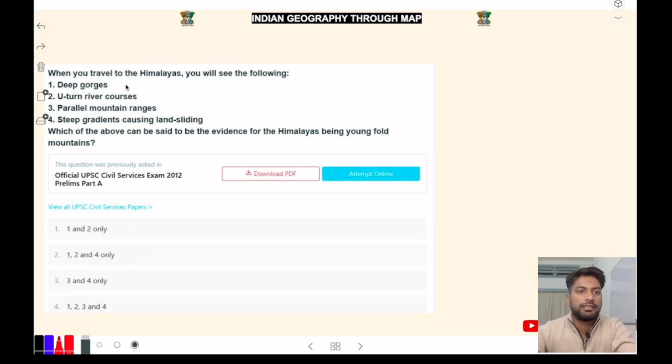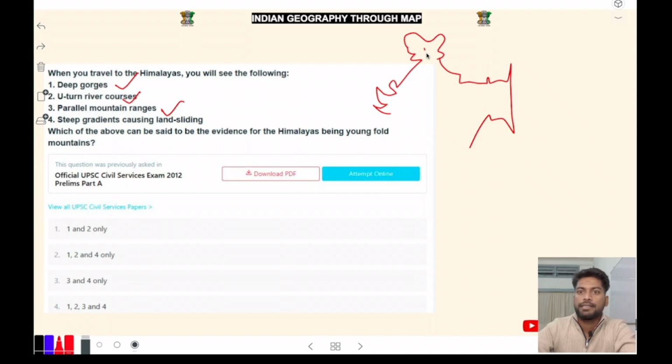If you travel to the Himalayas, you see deep gorges. The Brahmaputra takes a U-turn in deep gorges, cutting across parallel mountain ranges. Yes, all of them you can see. Look, here is a deep turn: if I draw the Brahmaputra river here, starting from Tibet, it takes a deep turn across the parallel ranges of the Himalayas. Landslides, yes, landslides do happen. Deep gorges are there, so all of them are right.